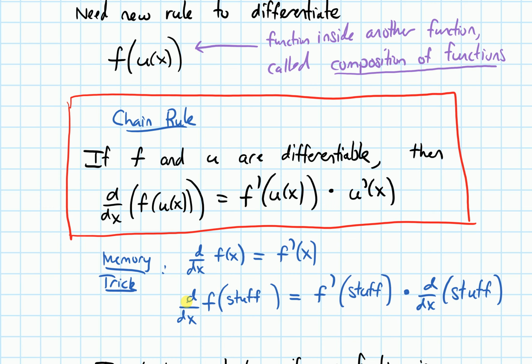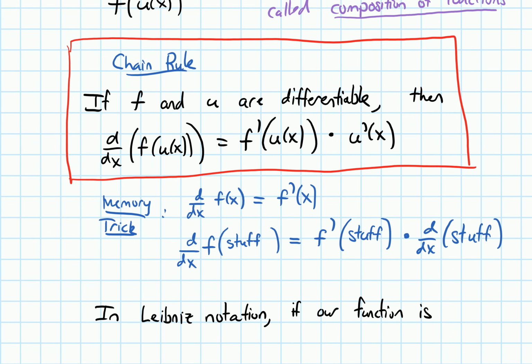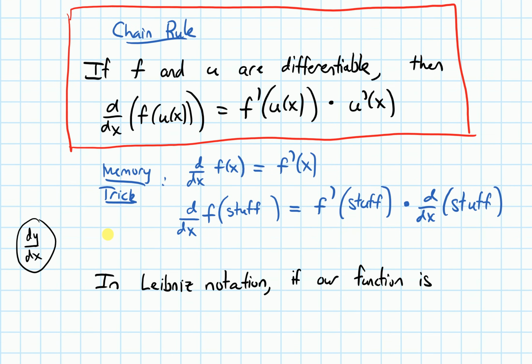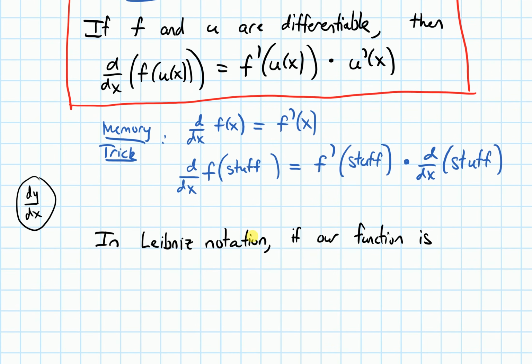Okay, so this is a little memory trick for the chain rule. I also just want to state the chain rule in our other notation for derivatives. This is Leibniz notation, when we write stuff like dy dx. The other notation is this prime notation for derivatives. So I also just want to write the chain rule in Leibniz notation.